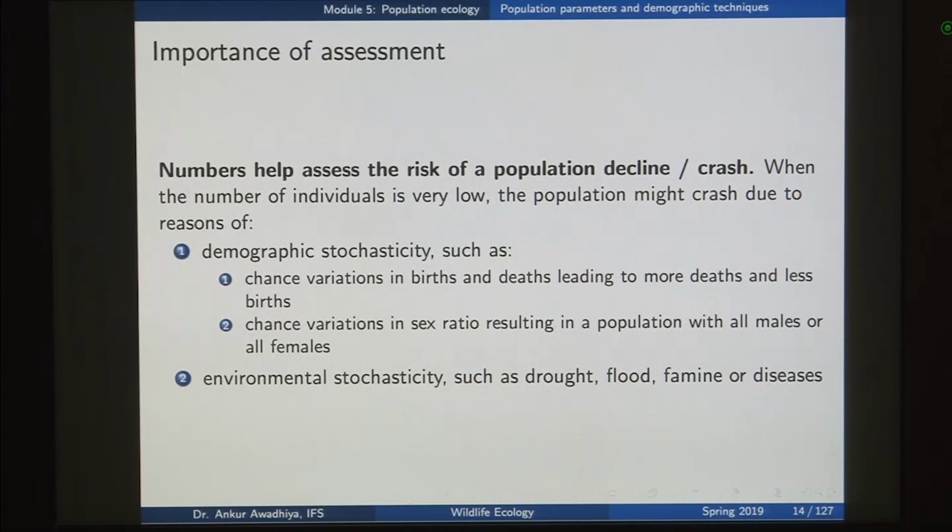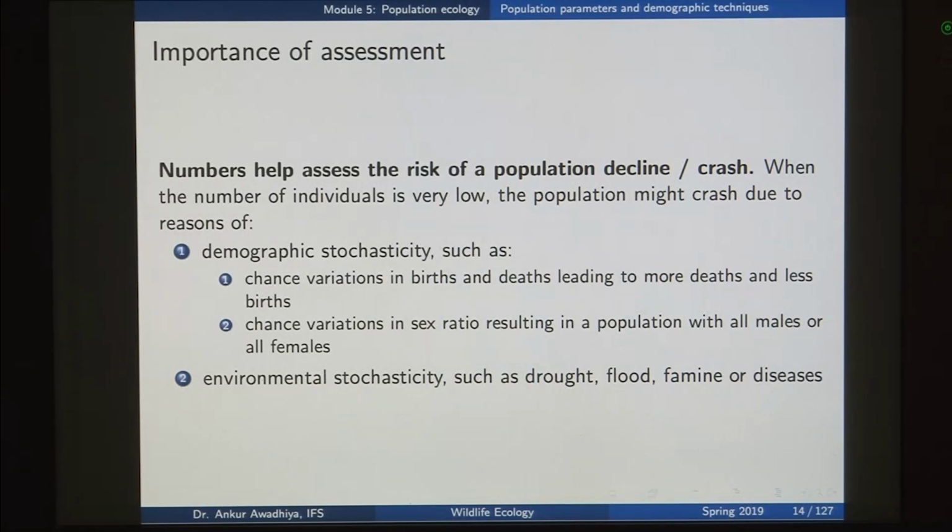And we also require to assess the population status to assess the risk of a population decline or a crash. So, for instance, if you have a very small population, you have say 4 tigers in an area, and these 4 tigers turn out to be all males.